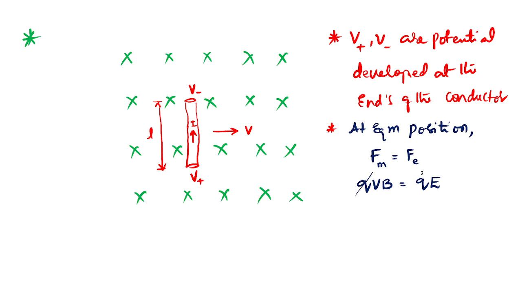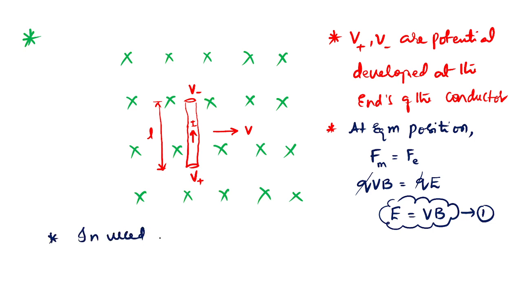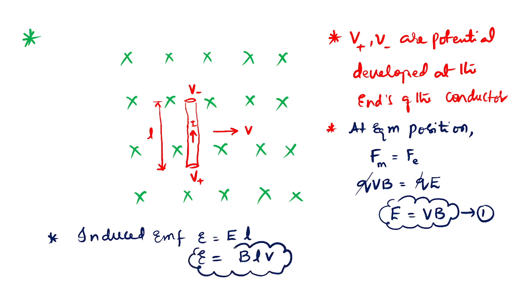So q and q can I cancel? So E is equal to what here? vB. I can write this. This is my equation 1. Then the second equation, induced EMF. Induced EMF E is equal to, you know that, electric field into length of the conductor. Yes or no? So electric field we have here as vB, so what is the induced EMF formula now? Can you tell me? BLv. Okay, that is your second equation.